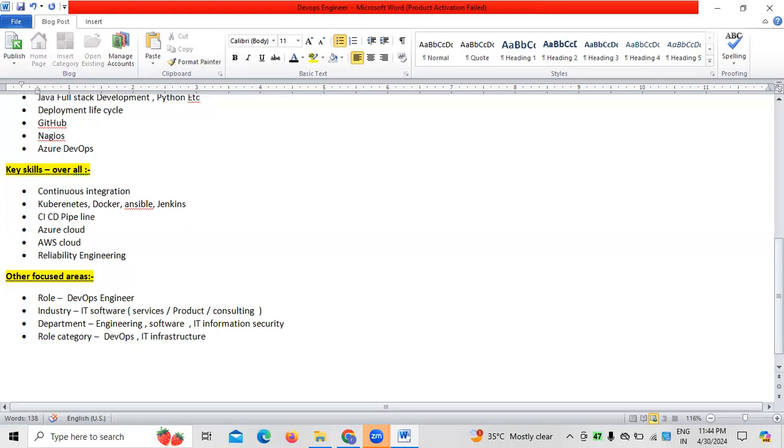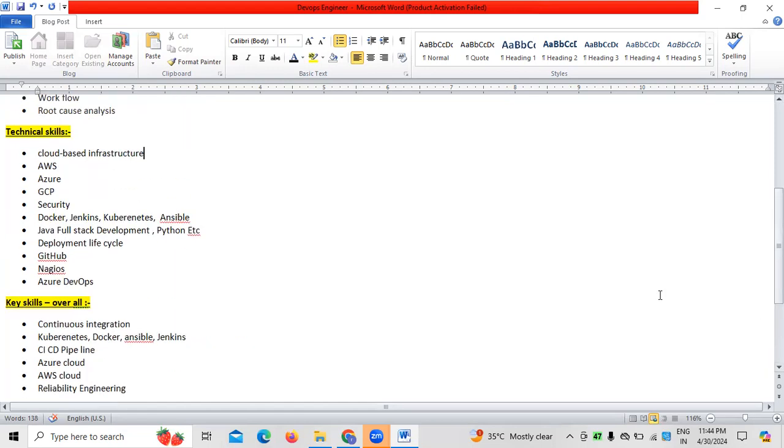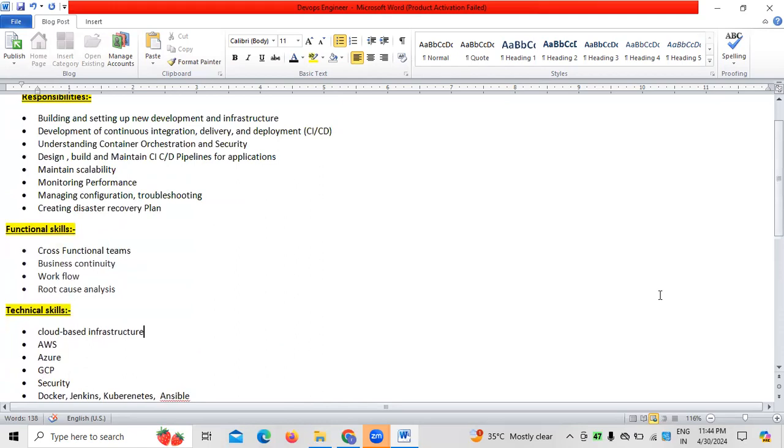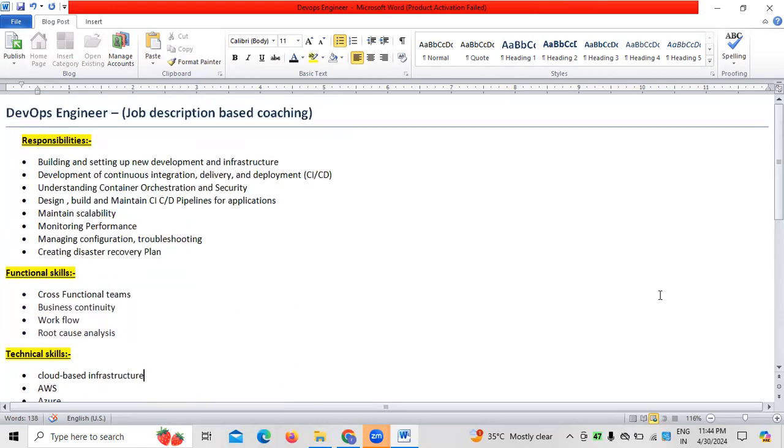And the kind of role category, from the context of the DevOps engineer role, is DevOps or IT infrastructure, because managing the infrastructure for any application by managing network security is the highest important point we have to focus on nowadays. So this is also one of the key and important elements we have to focus on. So these are the key skill sets and focused areas, followed by technical, functional, and responsibilities, which you must be good with when applying for job opportunities as a DevOps engineer.